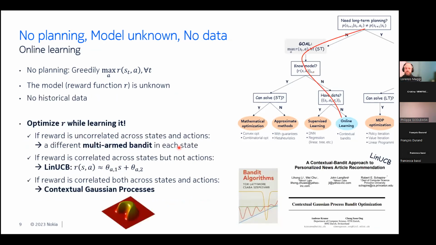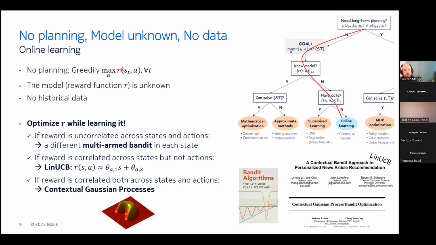But then imagine that you don't have historical data, and you're still in the subcase where you just want to greedily optimize this function at each time. Well, then you're in what I call the online learning paradigm. Basically, what you want to do is to optimize and learn this function at the same time. There are at least three subcases that I can think of.